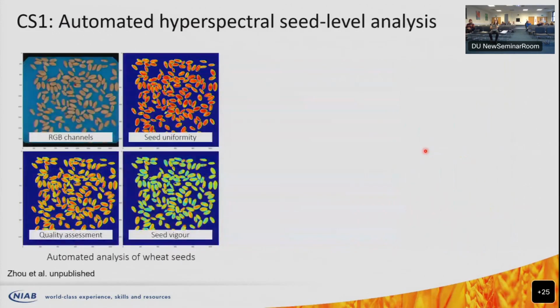And if I take some of the spectrum out, you can see that we can directly quantify how these seeds will look, whether or not the seed coating has been damaged during the threshing, or we can look into the seed uniformity based on certain nutrient distribution, and also some of the seed vigor that we've been studying. I can explain what I mean by seed vigor in this particular case.